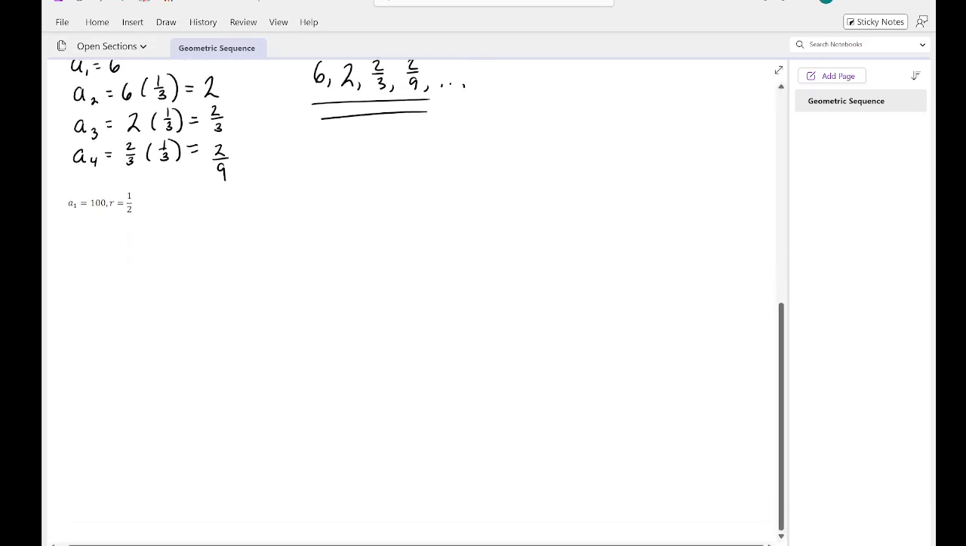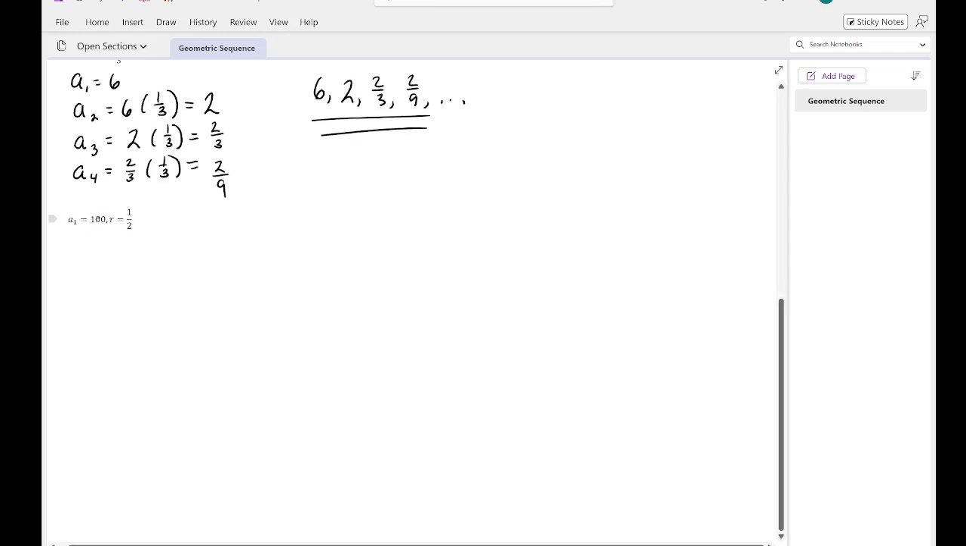And now we're going to do it one more time. This time we have a sub 1 is 100, and the common ratio R is 1/2. So a sub 1 is 100, easy enough. Second term, it's going to be 100 times 1/2. So half of 100 is just going to be 50.